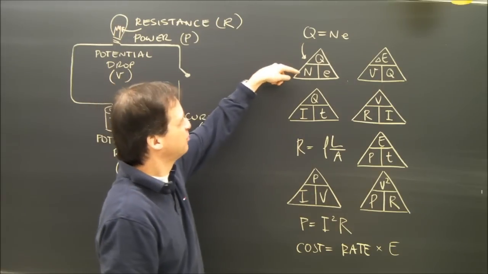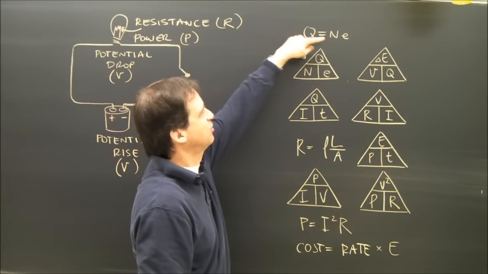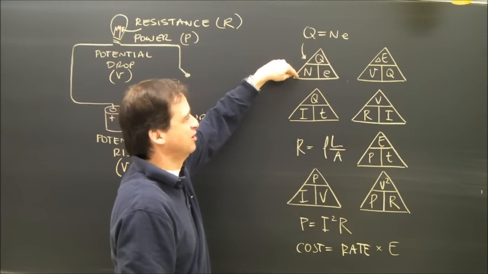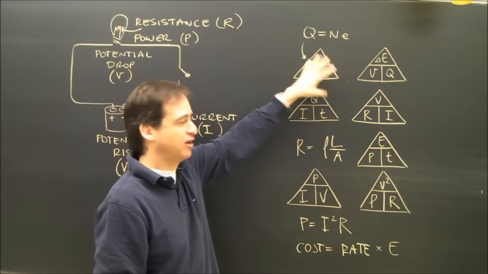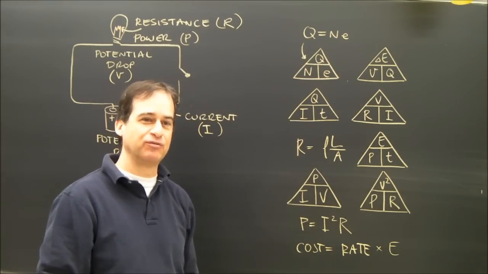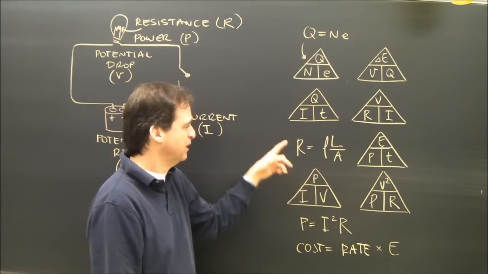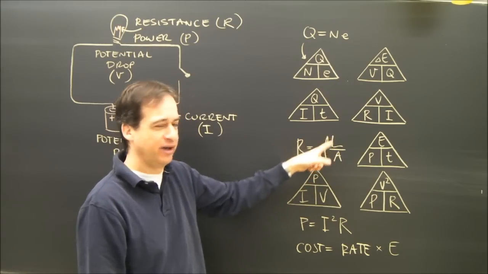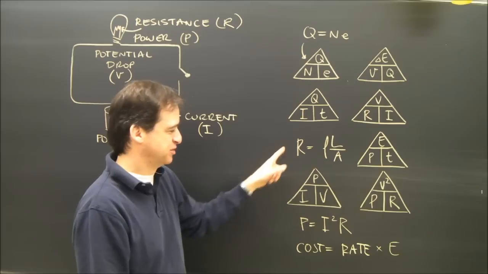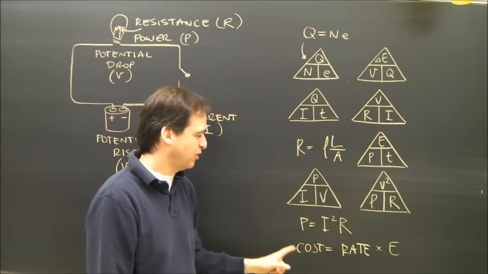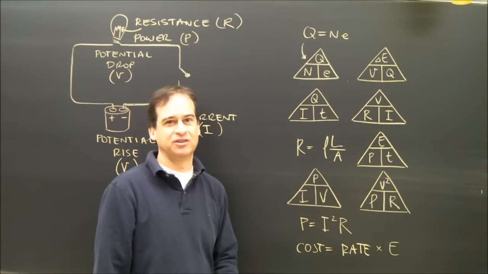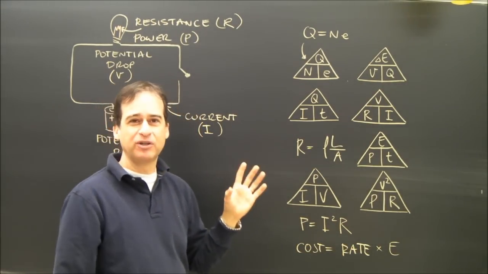Some of them we don't normally write this way. For instance, Q equals NE, we generally write it that way and not this way. But if you use it as this triangle, then that might help you solve for the formula. Another one here that we don't generally write in this form is this one. R is rho times L over A, which is resistance, and power, I squared R, and cost of electricity is rate times energy.